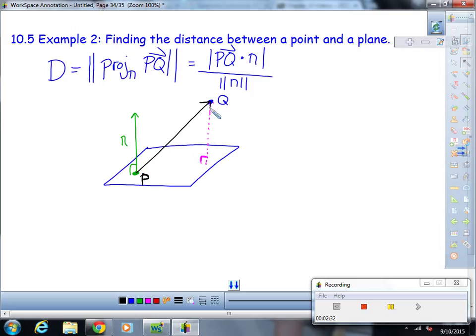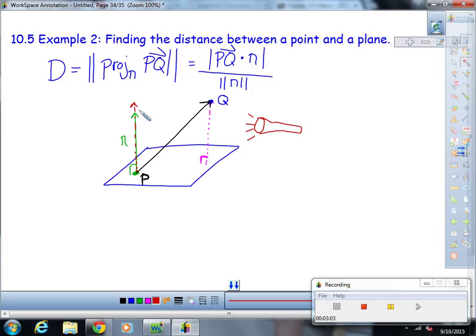Okay? And now maybe you can remember that if we took a flashlight right here and shined it, the projection of PQ onto N would be the amount of PQ in the N direction. It'd be like the shadow. Hopefully you guys kind of remember that. That's how we do projections.